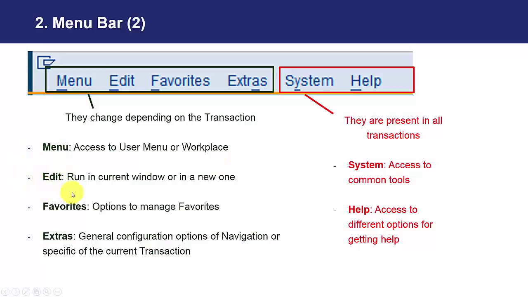In Edit, we can decide if we are going to run a transaction in the current window or in a new one. We can have different sessions. We can work with different sessions in SAP where we can run different transactions. Normally there is a limit, about 5 or 6 that we can open at the same time, but this allows us to make some copy and paste from one or another, or just to check some information while we are updating other information and other transactions.